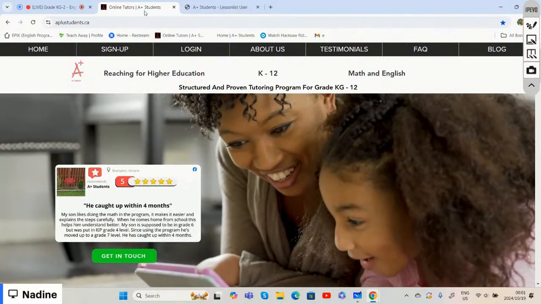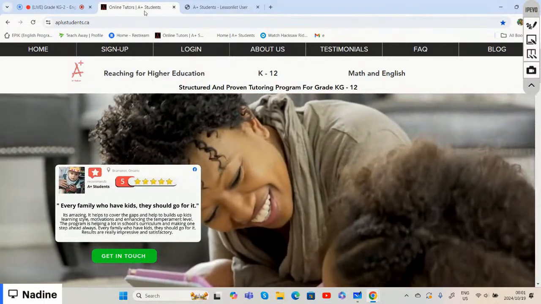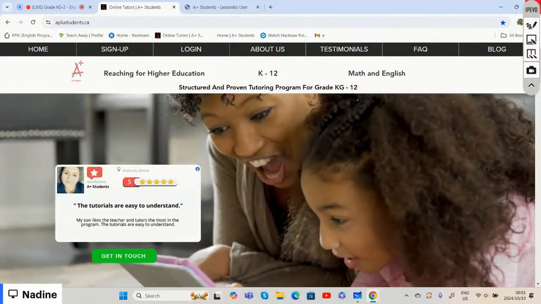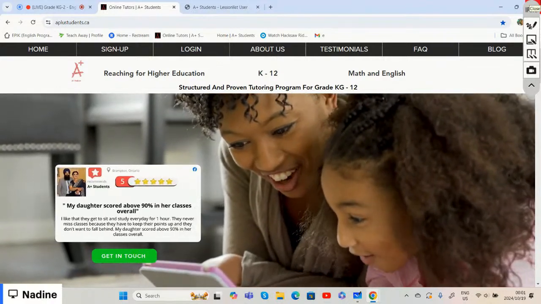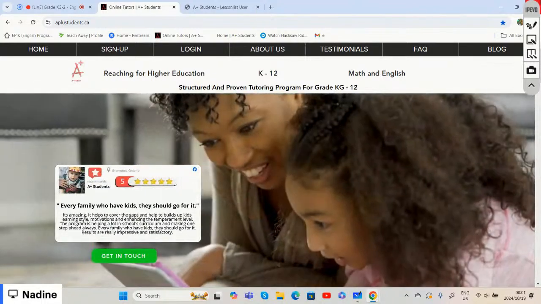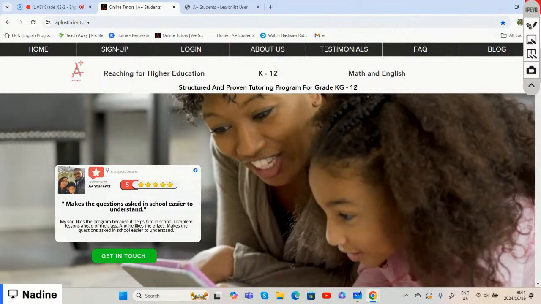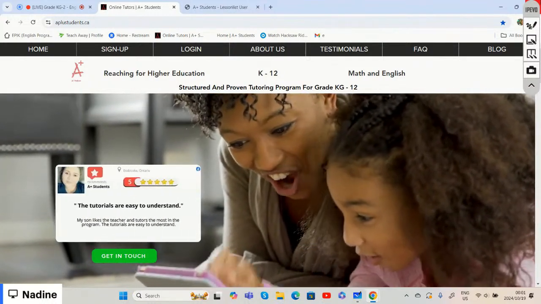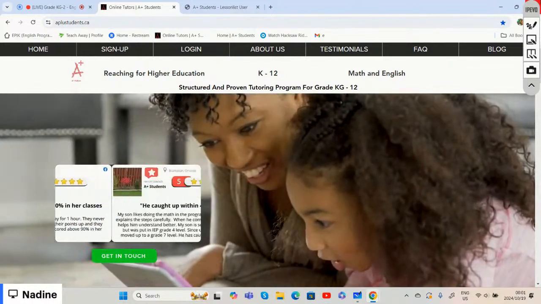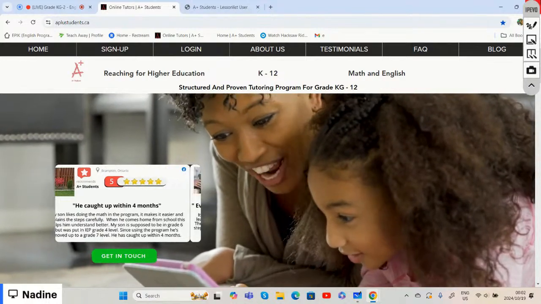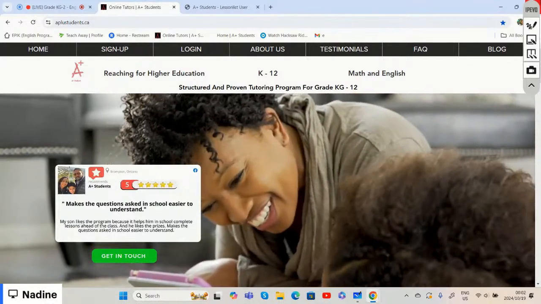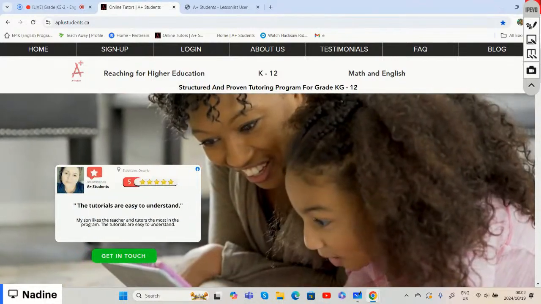Once we've logged on to aplusstudents.ca with our username as well as our password, we're going to select the subject of English language arts. We're doing kindergarten to grade 2, and then we're going to scroll down until we get to our chapter of conjunctions.